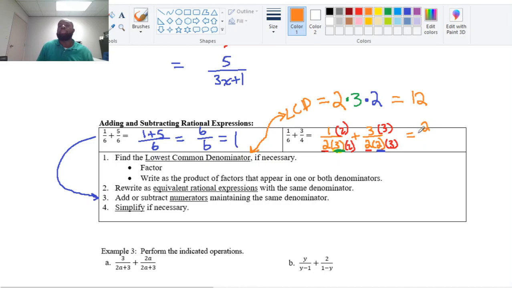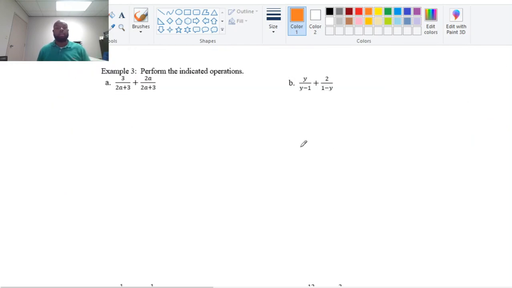And so I'm going to get 2 over 12 plus 9 over 12. And now I'm at the point where I can just add my numerators, which will give me an 11, keep my same denominator, and if possible, I could simplify, but that's already in simplified form. All right. So let's look at some examples of when we have the same denominator and when we have a different denominator. All right, let's look at this first example here.